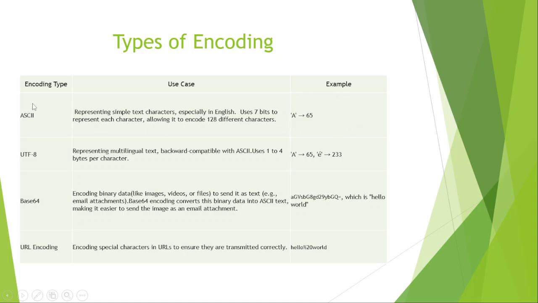Okay. So in the initial days, ASCII encoding was first invented, and with the help of ASCII encoding, simple text characters, especially the English language, whatever I am writing in English on the computer keyboard, we convert with the help of ASCII encoding. It uses 7 bits to represent each character. So for each character, like here A, it only uses 7 bits of memory.